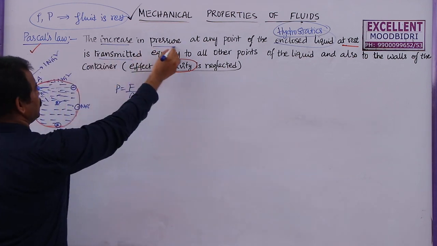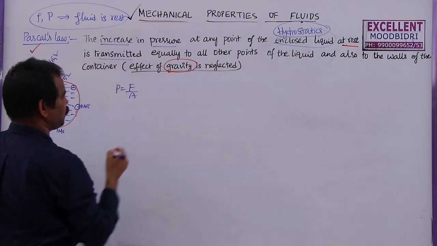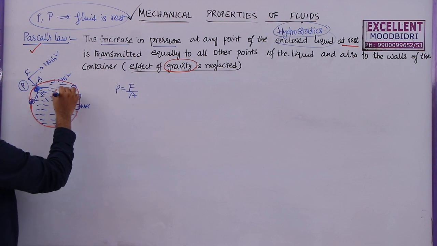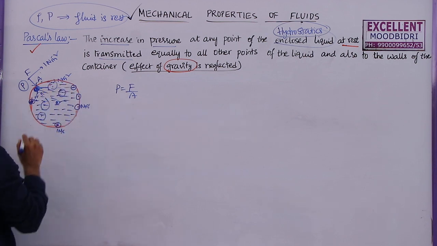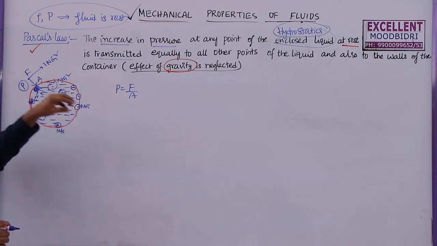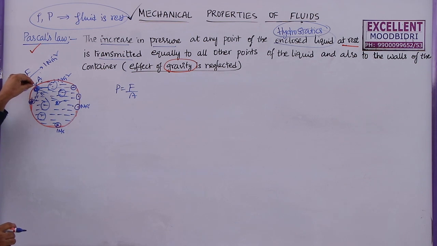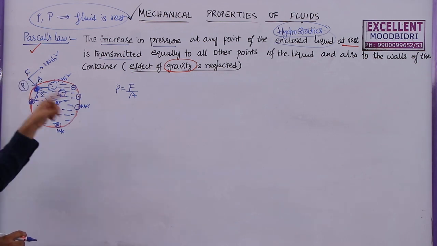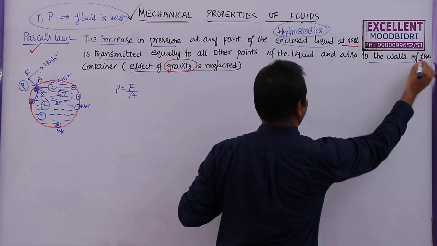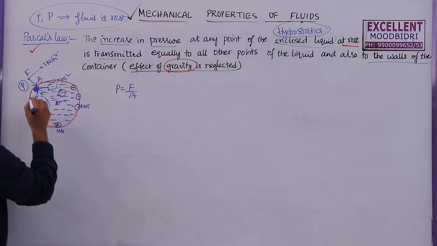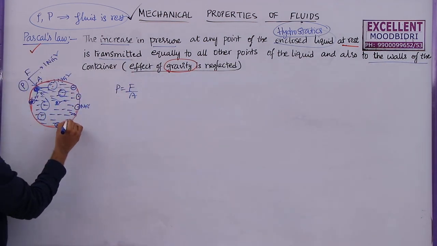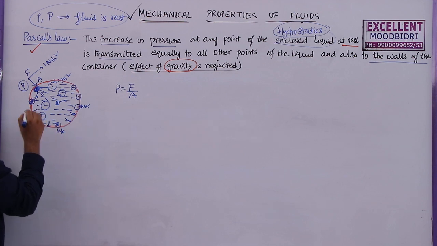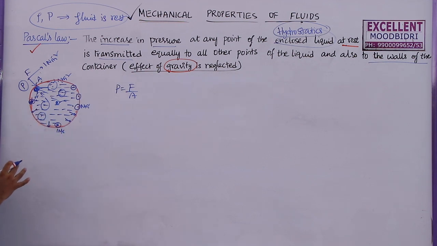Now this increase in pressure will be transferred equally to all other points. At any point you take here, the increase in pressure will be equal to the increase in pressure at that particular point where we applied the force. And it is also equal on the walls of the container. Here the balloon is the container. So on the walls of the container also the increase in pressure will be 1 Newton per meter square.